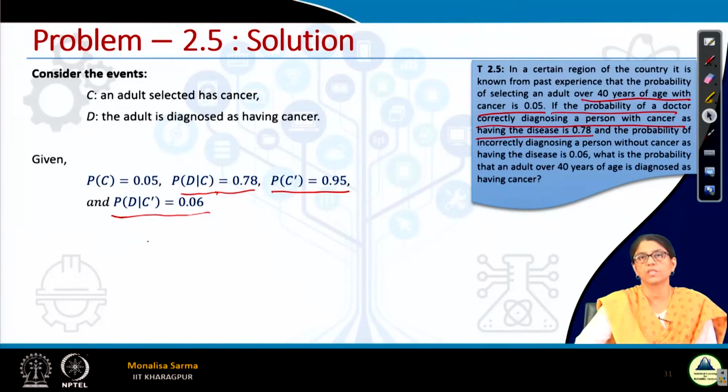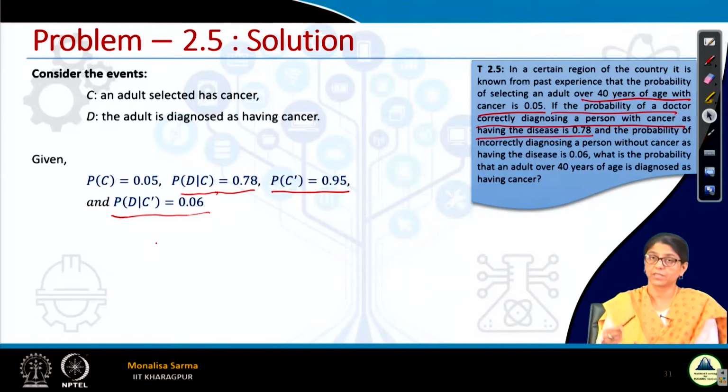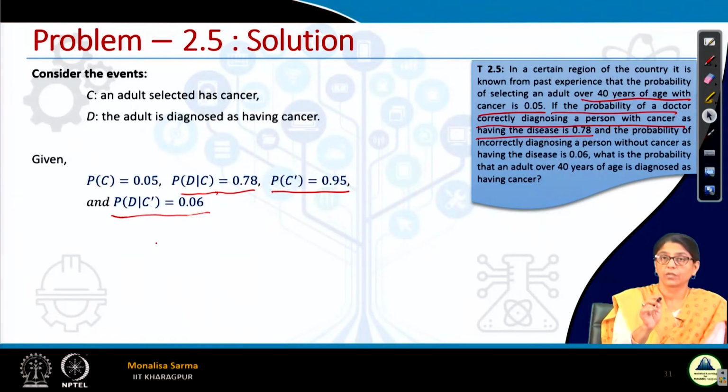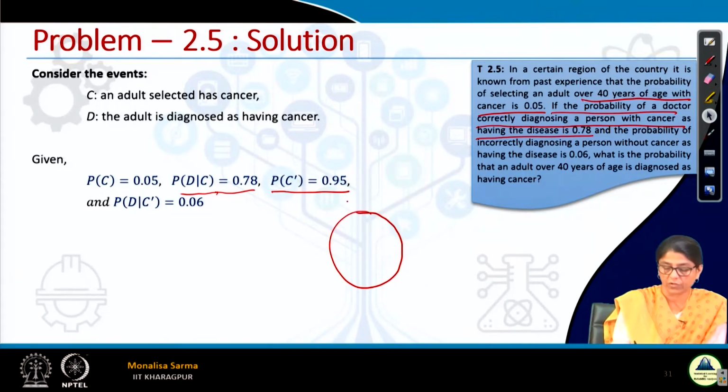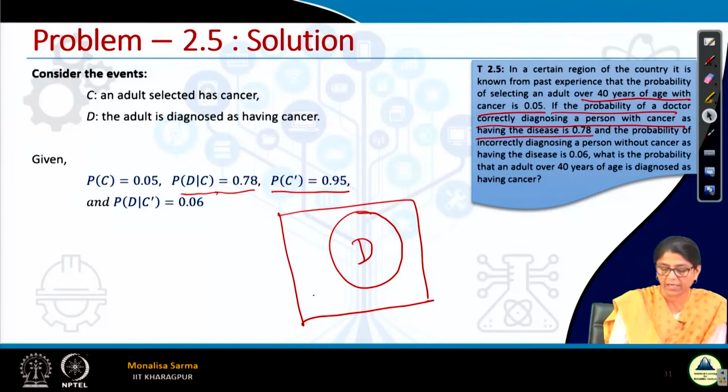Now, what we have to find out is the probability that an adult is diagnosed as having cancer. This is basically a question of total probability. But now, if I want to draw the diagram, this is my D, I need to find out the probability of this D, and what information I have. Say this is my universe or sample space, how many disjoint events do I have here? 2 disjoint events.